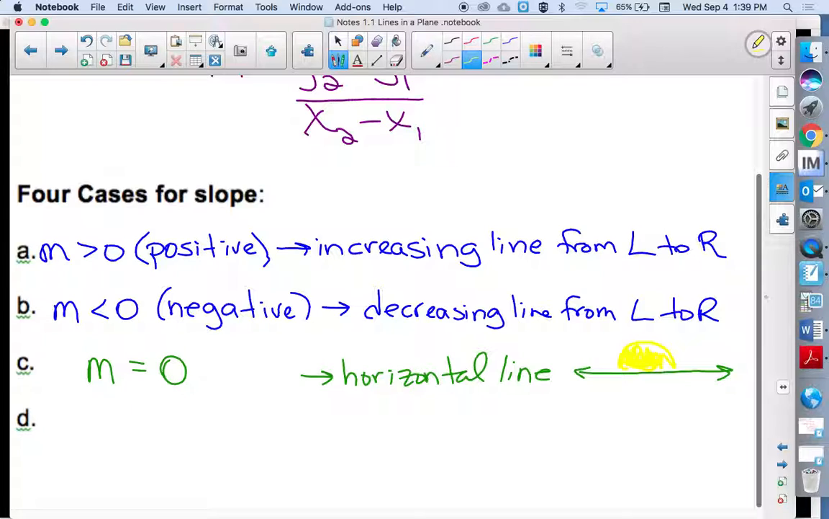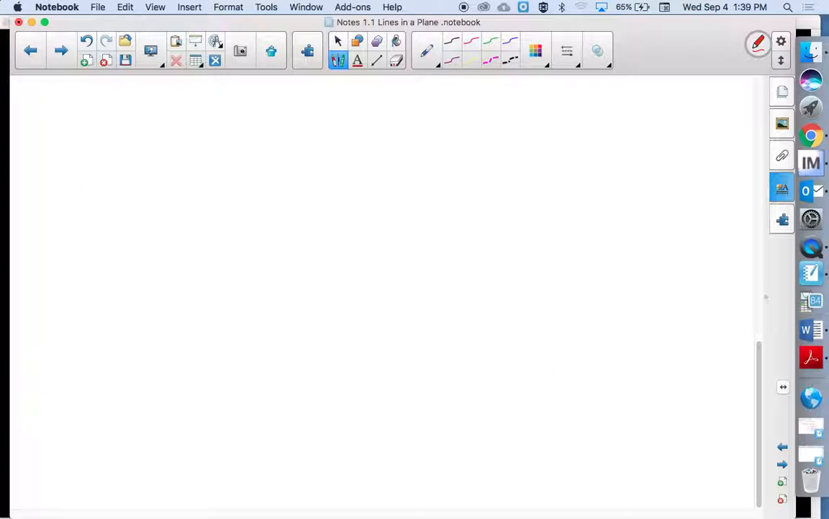One final case of slope. So it increases positive, decreases negative, it's 0. For Connor, it could be undefined. And Connor, what type of line would you have if it's undefined? Straight up and down. Vertical. Yeah, vertical line.